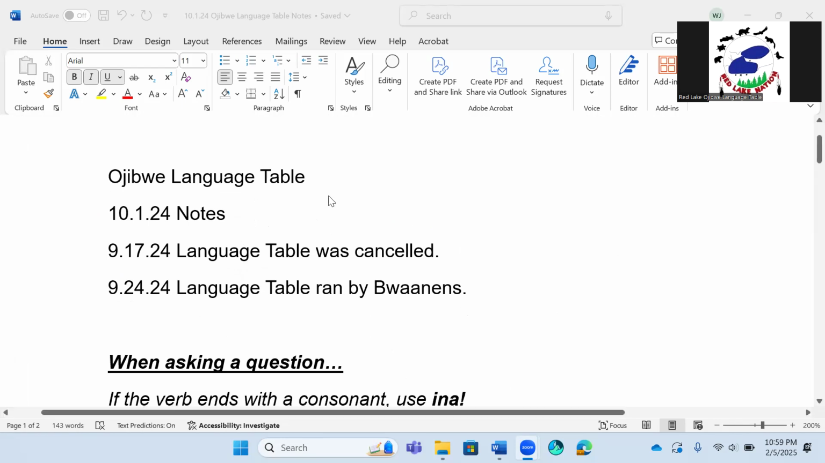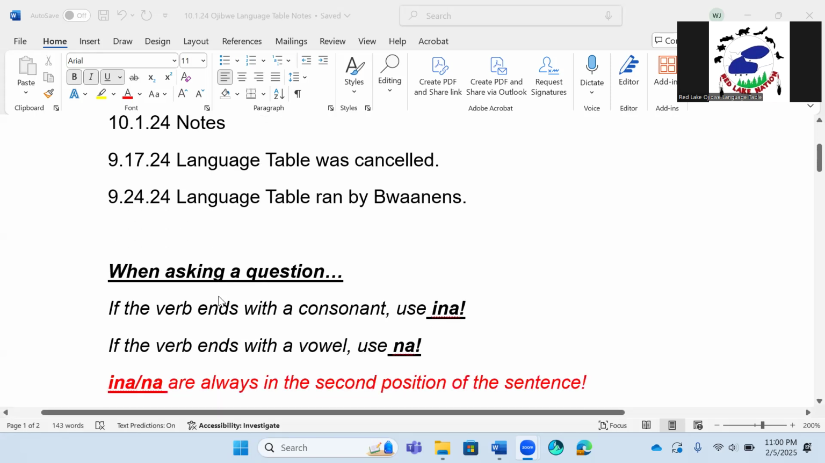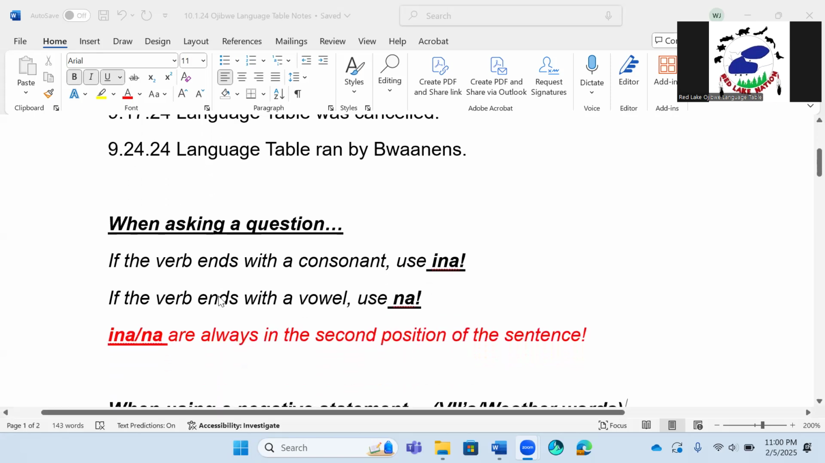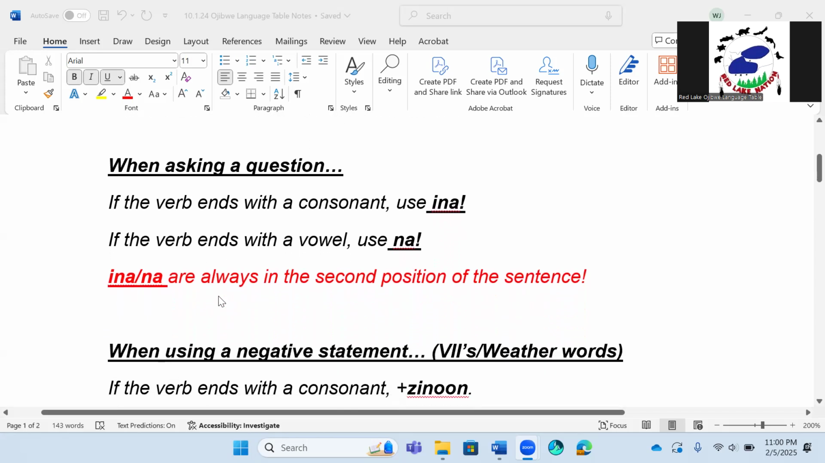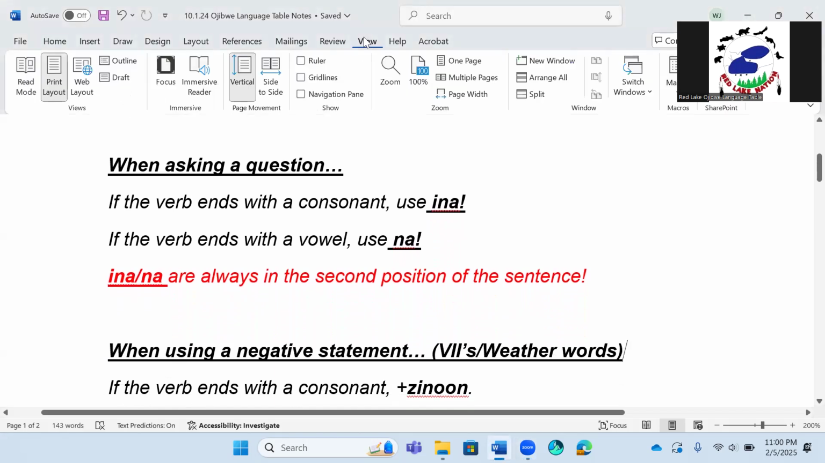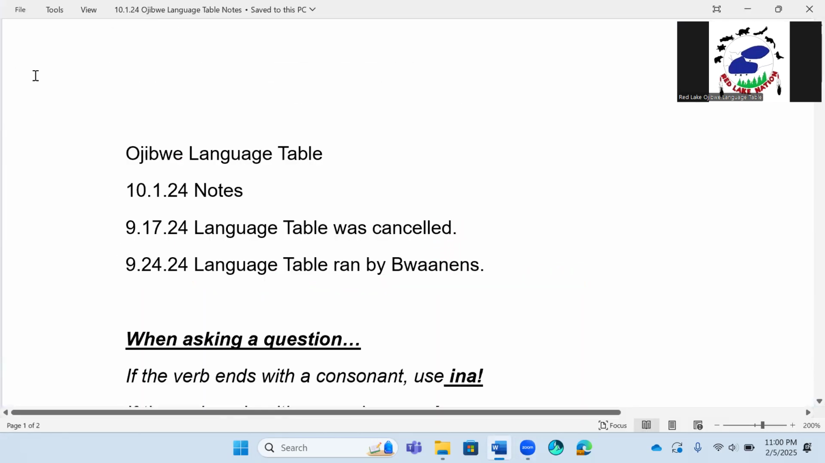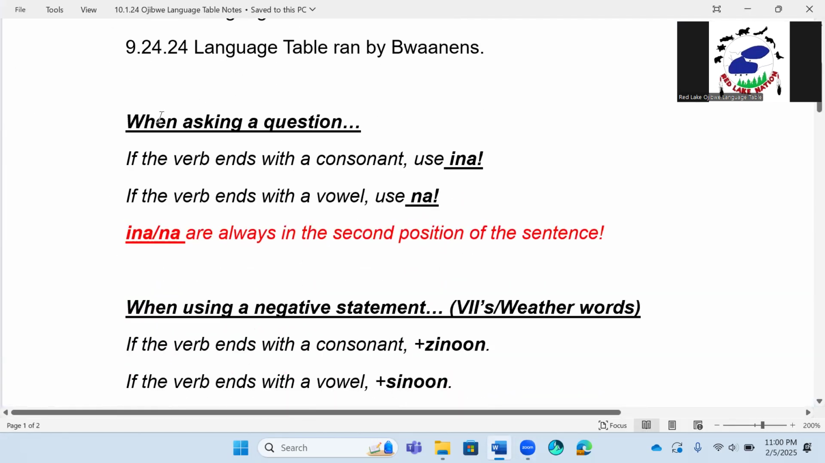So this is our language table from 10-1-2024. We had a cancellation of language table back in September, and another one was run by Bonings. We didn't take notes for that, but these are the notes from 10-1, and we want to share with you all. So let's see if we can get this view on read mode. All right, so let's take a look here.